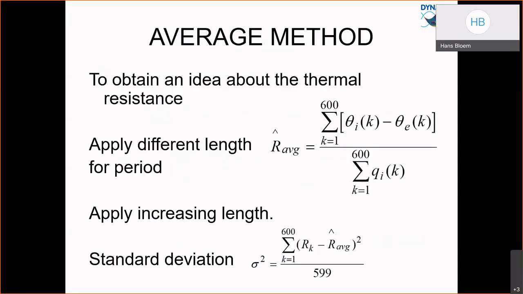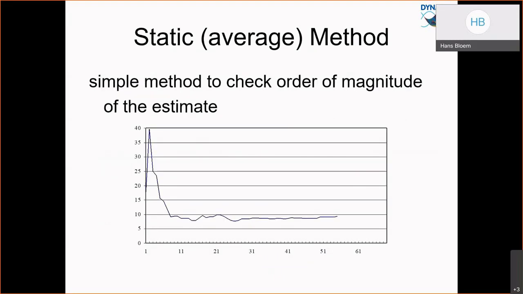This is the average method. Have a look at it because it's a quite straightforward method. You can make the length of the period longer, you can look at certain parts of the data, and then these parts should be more or less the same. It's quite a straightforward idea. So what you expect by increasing the length of the data, you can see here in this graph. In the beginning, there is not much information available, so the result can go in different directions, but at a certain moment, you have enough input data available that gives you a range where you can expect your results should go.